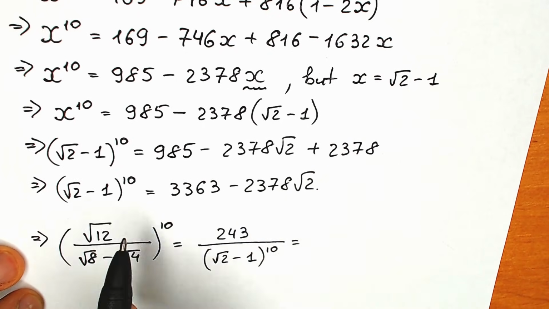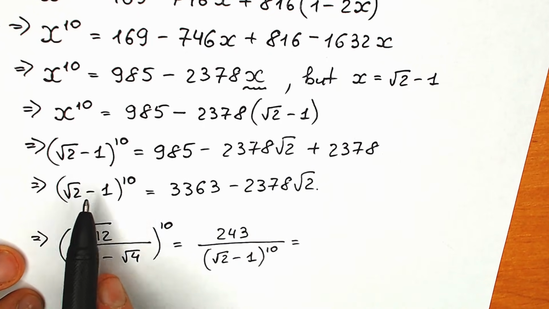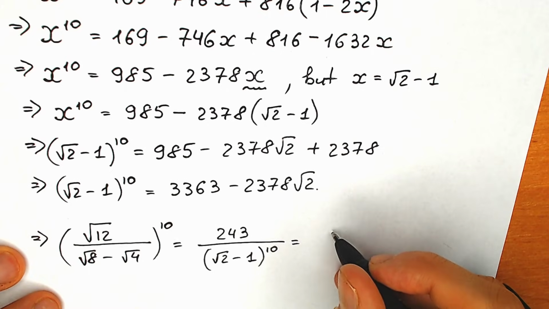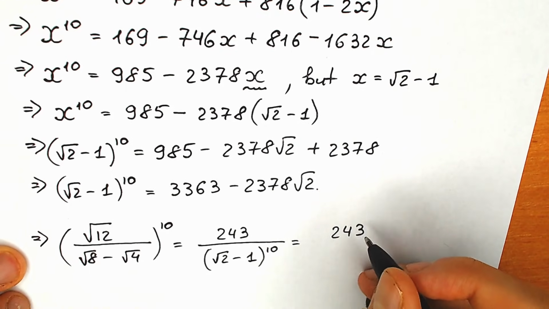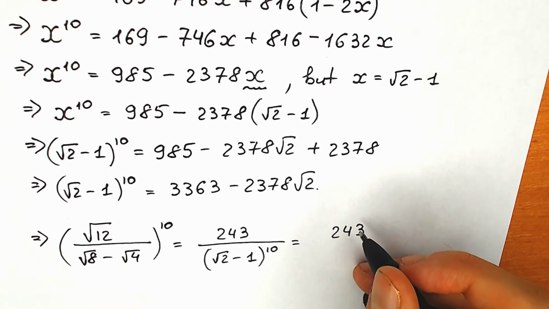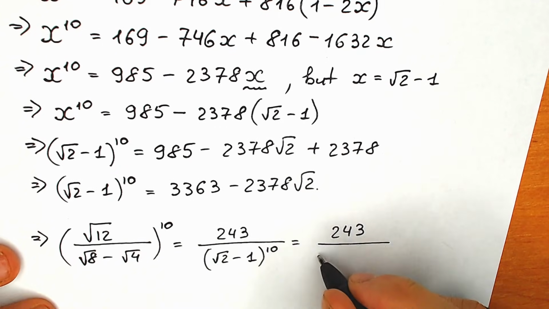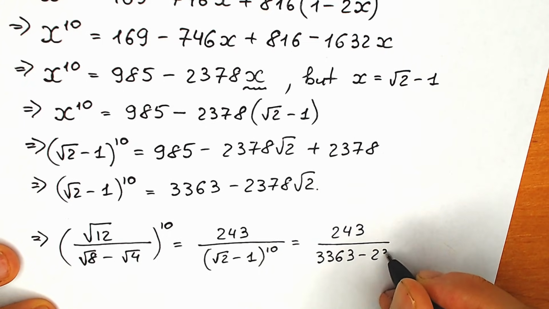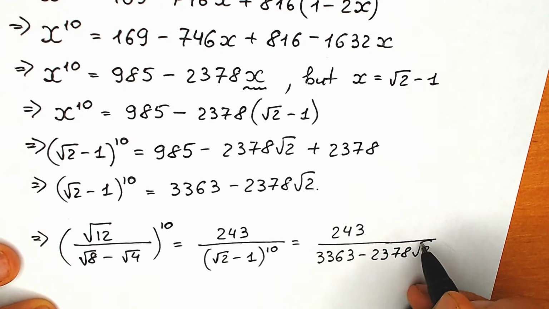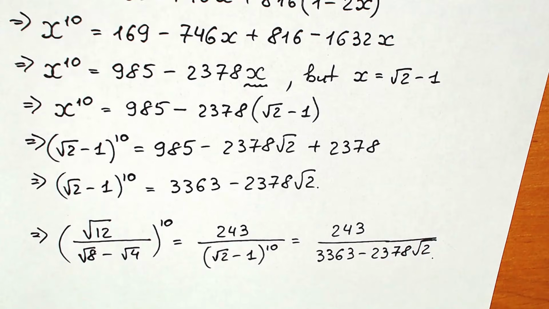And right now we know this raising to the power 10, so we have the same numerator, 243, and we divide it by this expression, because we already know this square root of 2 minus 1 to the power 10. So 3363 minus 2378 square root of 2. Okay, this is our answer to this question. I really hope you understand this solution.